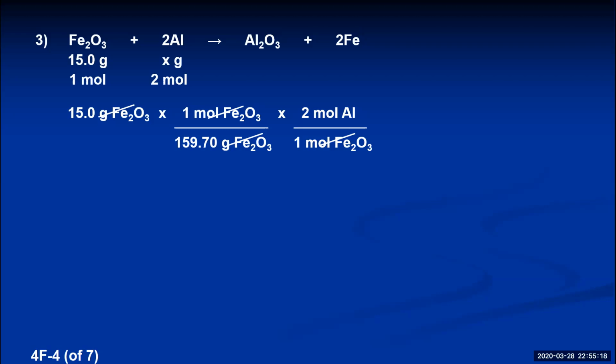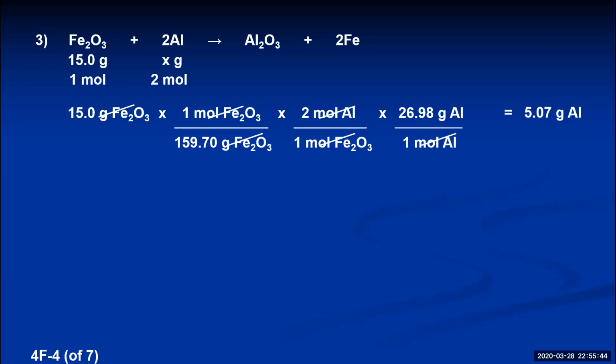If they wanted moles of aluminum, the problem would be done, but if they want grams of aluminum, we have one more conversion we can do using aluminum's molar mass, and the molar mass of aluminum will be written such that the mole fraction goes on the bottom and the gram fraction goes on the top. Moles cancel out, and we will therefore predict that you would need 5.07 grams of aluminum in order to react with the 15 grams of iron(III) oxide.